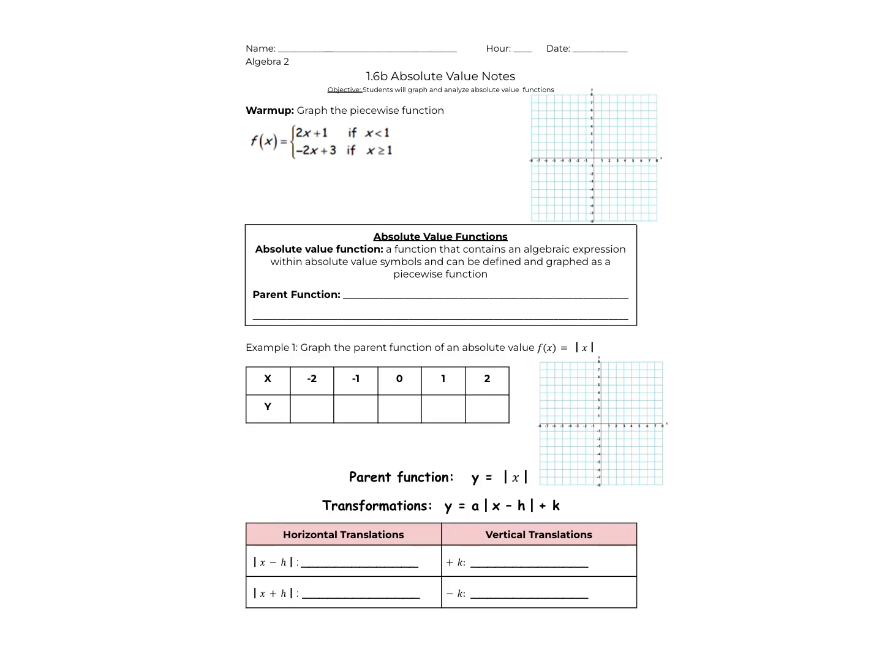Alright, this is the second day of day 6 in our notes, and we're going to be looking at how to graph and analyze absolute value functions. So again, just to refresh your memory of how to graph a piecewise function, we're going to start by making a table. For 2x plus 1, we'll have a table. And for negative 2x plus 3, we'll have a separate table.